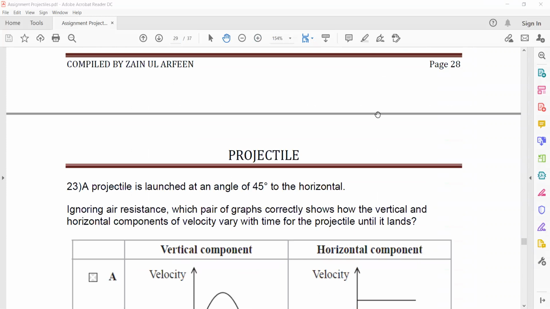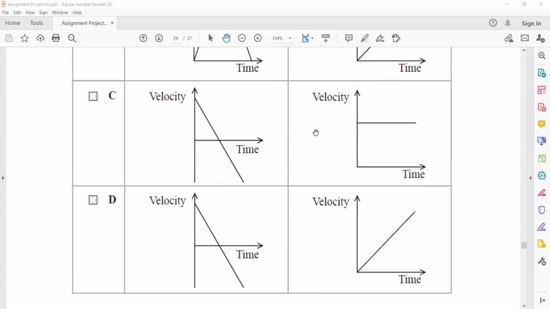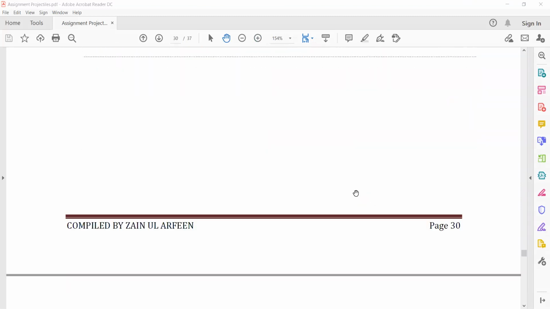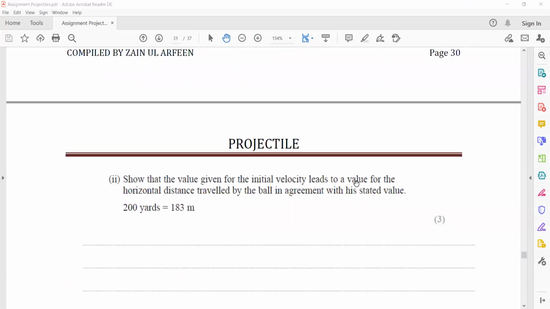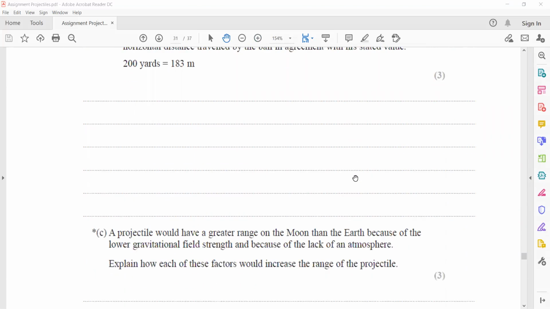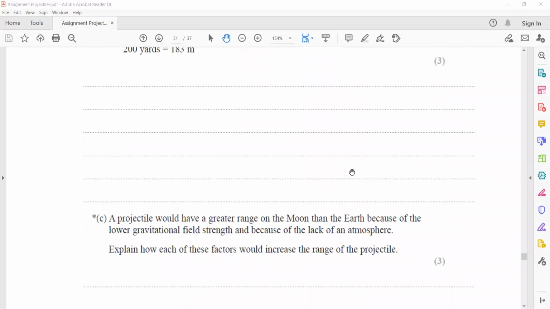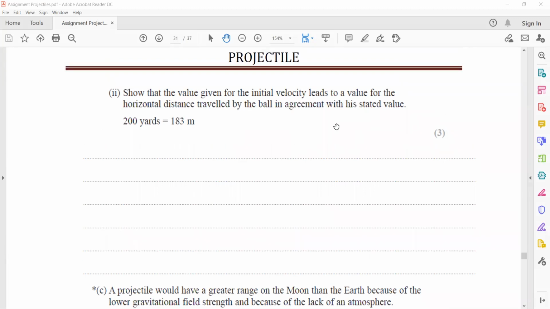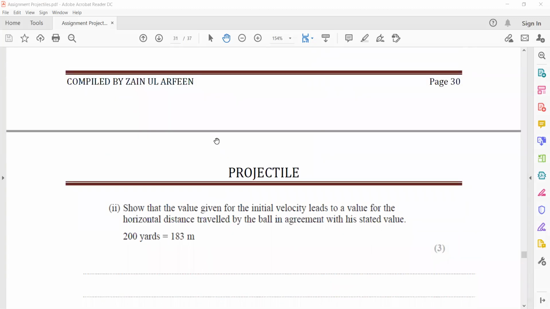Then page 31. Question 24, B, 2, and C. Page 31, B, 2, and C. Show that the value given for initial velocity leads to a value of horizontal distance by the ball in agreement with the stated value of 200 yards or 183 meter.